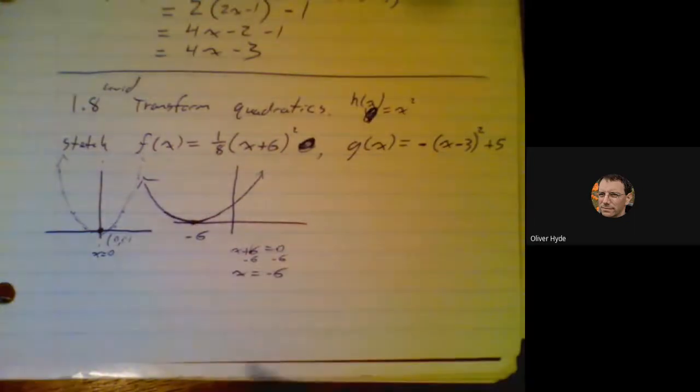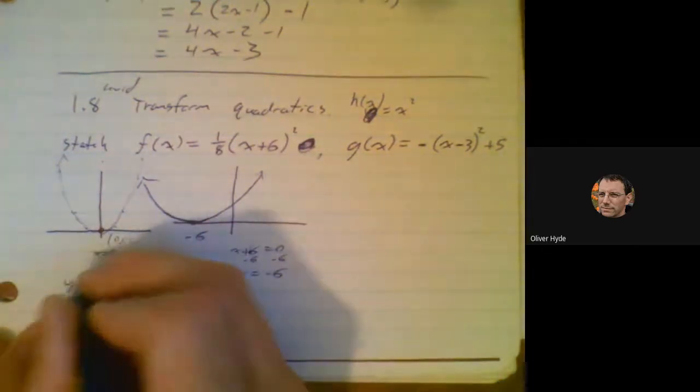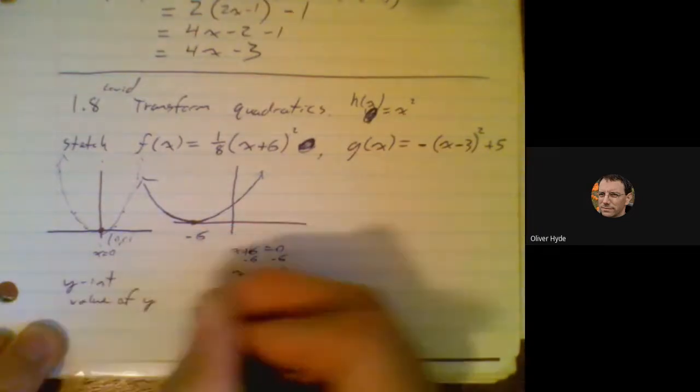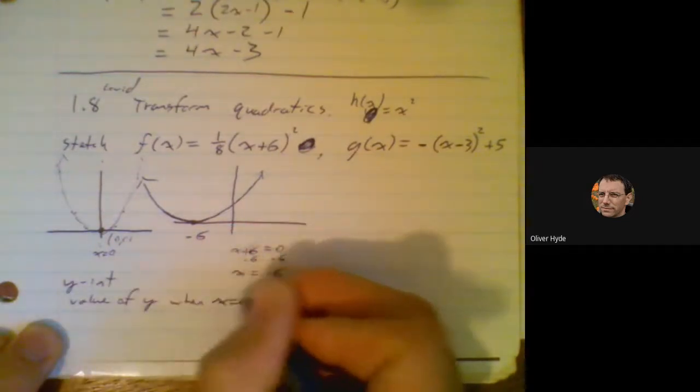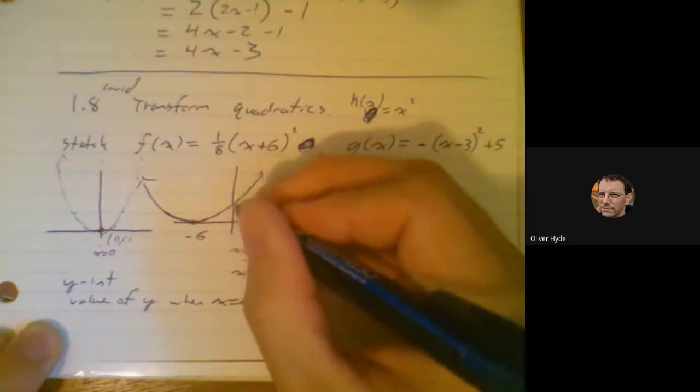If I wanted to find the y-intercept, let me just try selling you on function notation again. The definition of a y-intercept is the value of y when x is equal to 0. It's a distance and direction from the origin to where your curve crosses the y-axis.